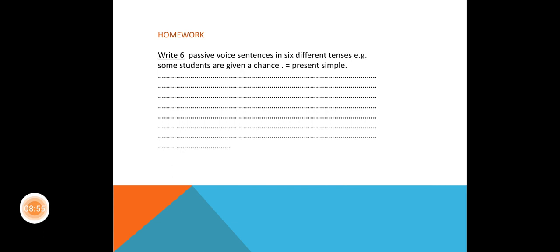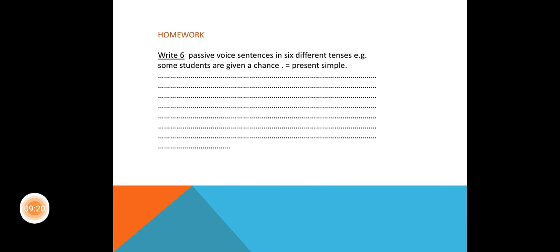Come to the homework. Write 6 passive voice sentences in 6 different tenses. Don't forget, 6 different sentences according to different tenses. They should not be the same tenses. No two are ever the same tense. Okay? Example: some students are given a chance.